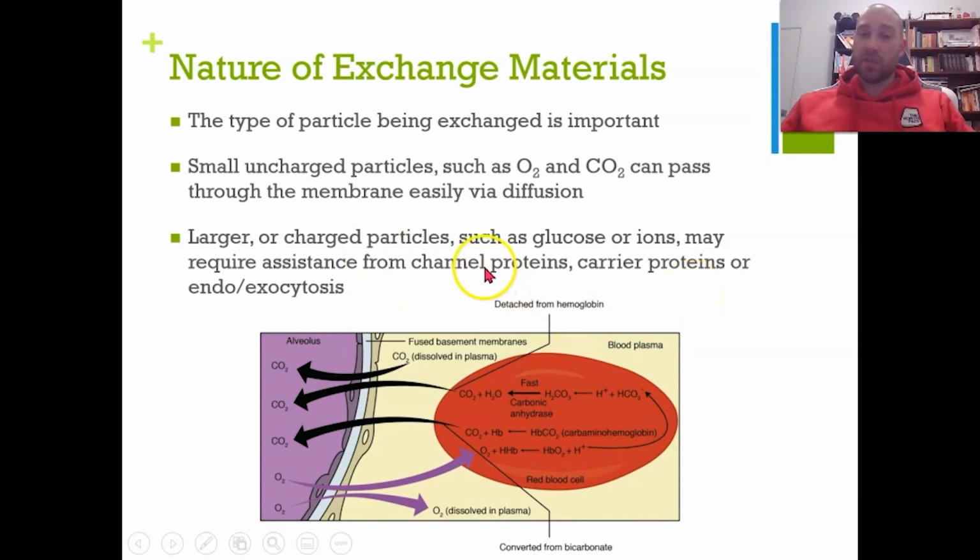So channel proteins don't require energy, they just make it slightly easier to move things across. Carrier proteins, depending on the way they work, they might be just a facilitated diffusion, which doesn't require energy of the cell, or it might be an active transport protein that will require energy from the cell. And endo and exocytosis is when we're manipulating the cell membrane or vesicles within the cell to move substances into or out of the cell, and that requires energy because you're moving the cytoskeleton to do those things. So the type of material that you're exchanging in terms of things like size or charge will determine how that substance moves across the membrane.